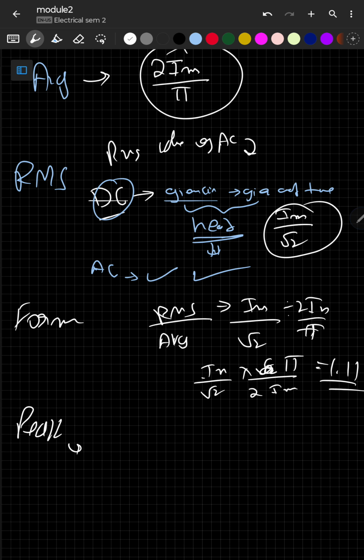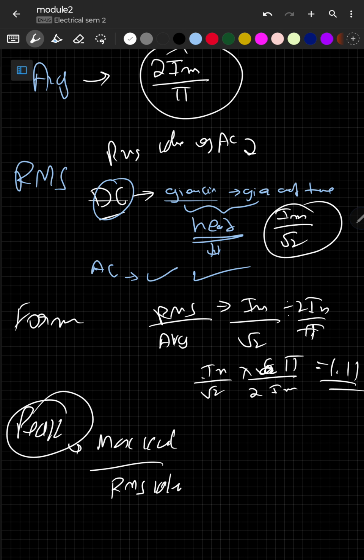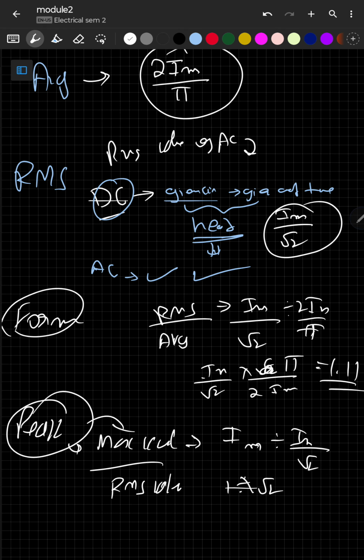Peak factor, here what is on top is the maximum value: maximum value by RMS value. When you hear peak, remember maximum value; when you hear form, remember RMS value. Maximum value is just Im, divided by Im by root 2, which gives root 2, basically 1.414. Did you understand what I'm saying? This also is constant because it does not depend on the Im value.